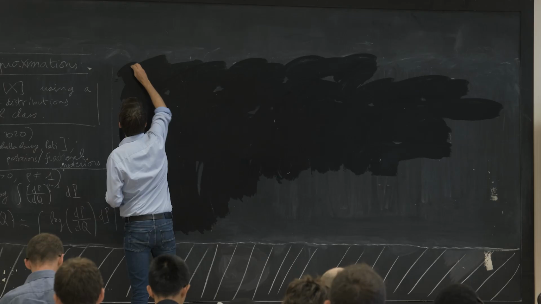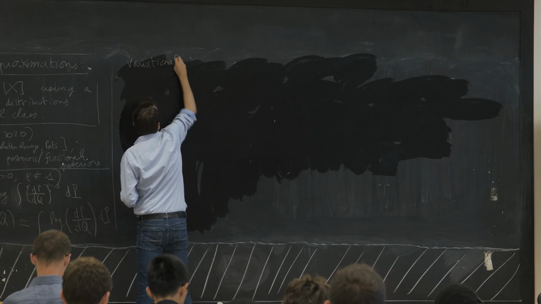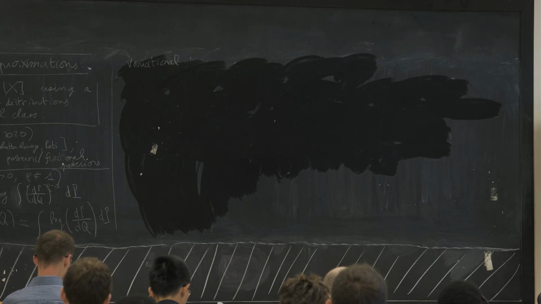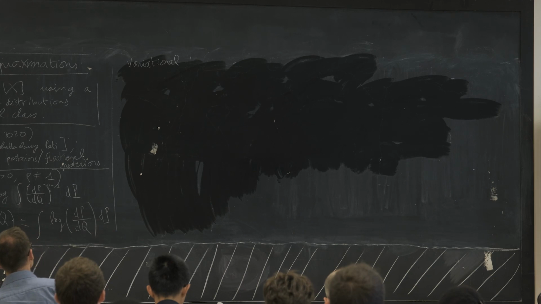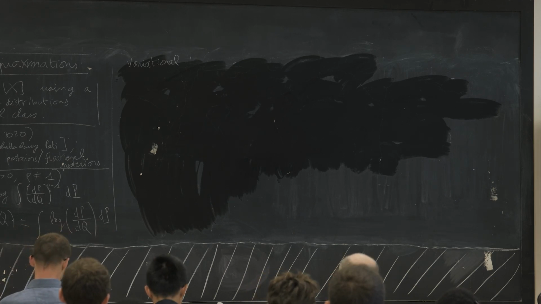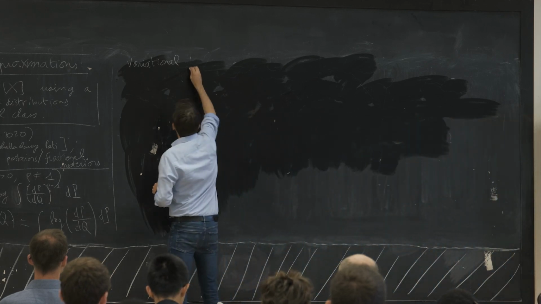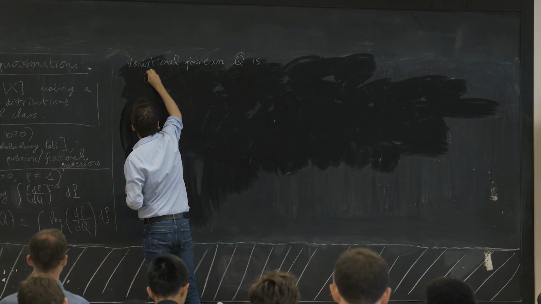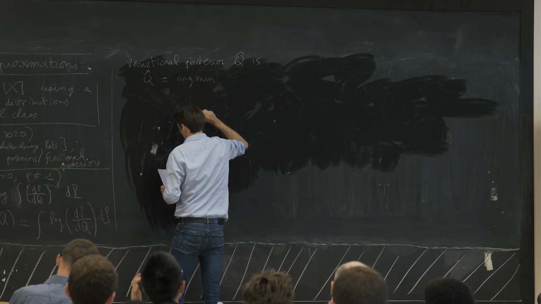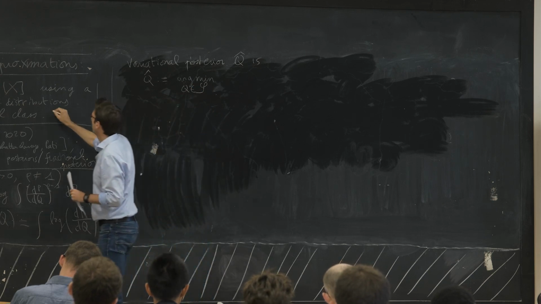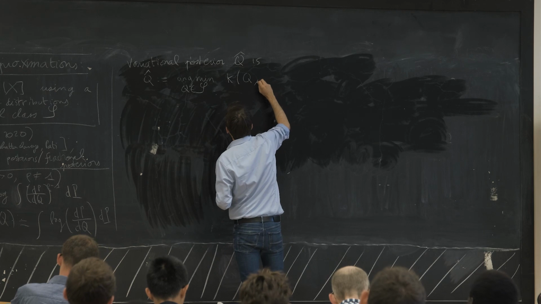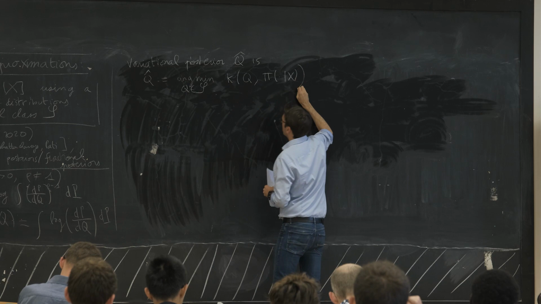But classically, the variational posterior Q hat is the argmin over S, if I have a collection of distributions S, of the Kullback-Leibler divergence between Q and the posterior.